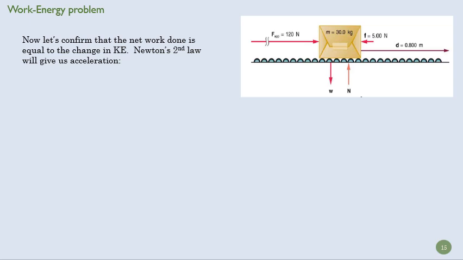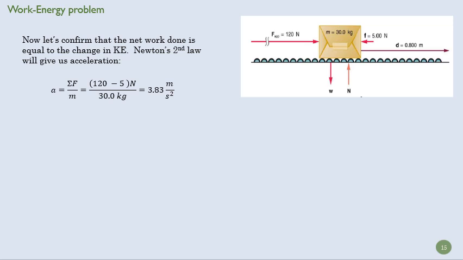Now we want to confirm that the net work done, 92 joules, is the same as the kinetic energy. And we have the tools to do that. We're going to use first Newton's second law to find our acceleration, right? So here's Newton's second law. Those are our two forces, right? So this is the sum of forces, 120 newtons applied in the positive direction and 5 newtons of friction force, divided by mass, and we get an acceleration of 3.8 meters per second squared.